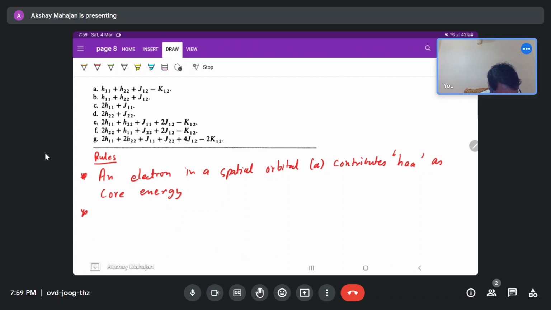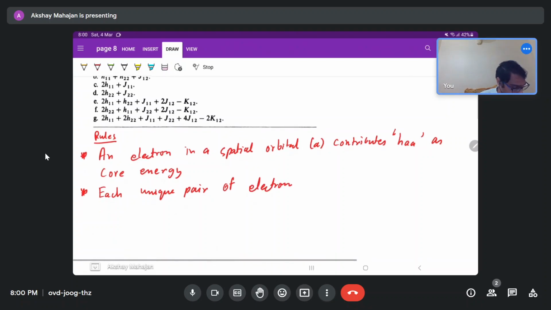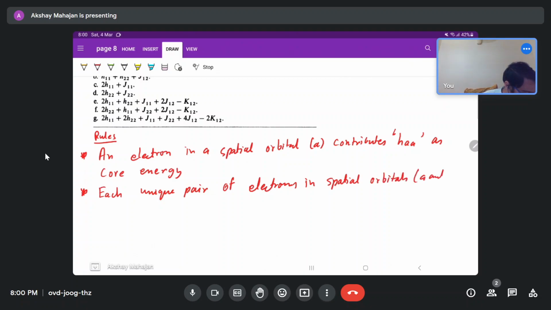Okay, this is rule 1. Another rule is each unique pair of electrons in spatial orbitals A and B contribute JAB as Coulomb energy.